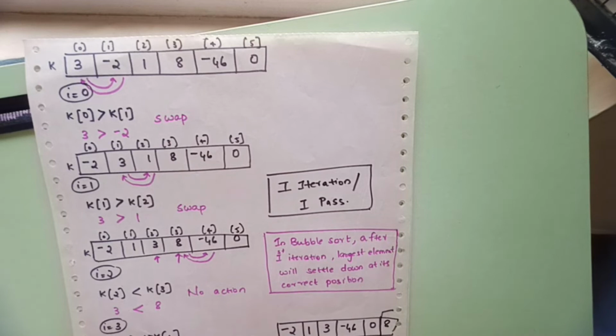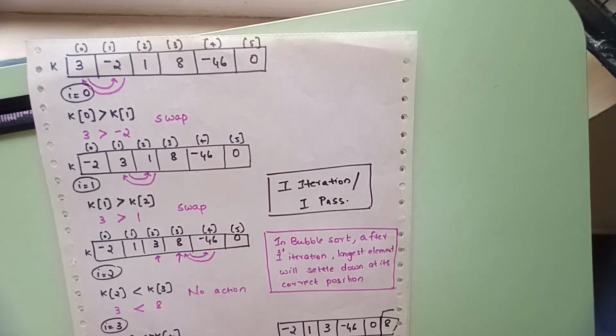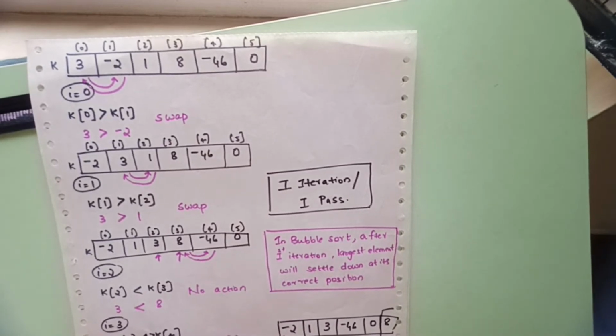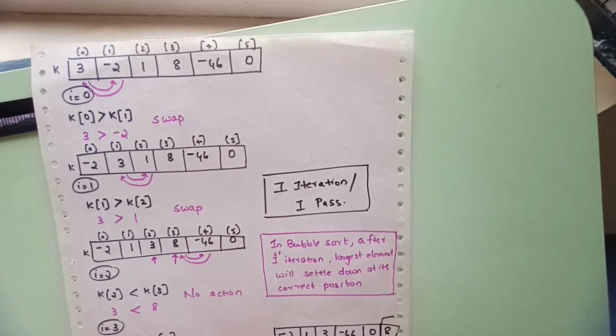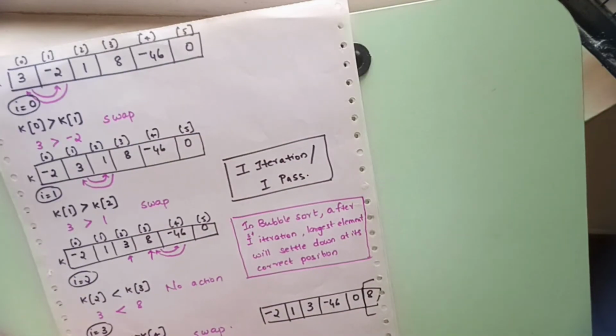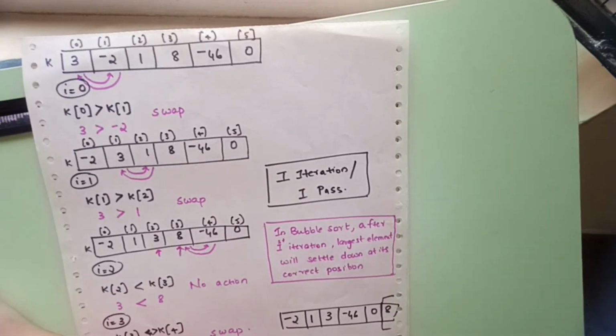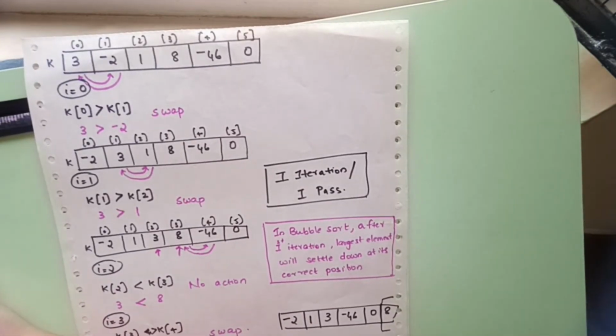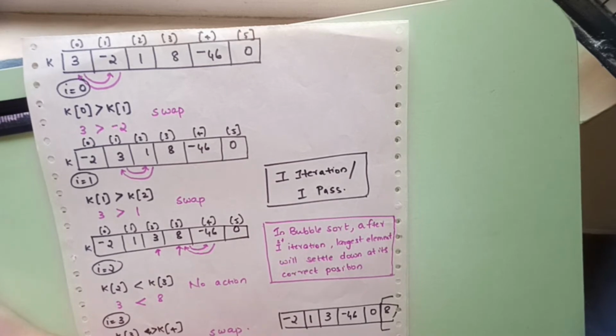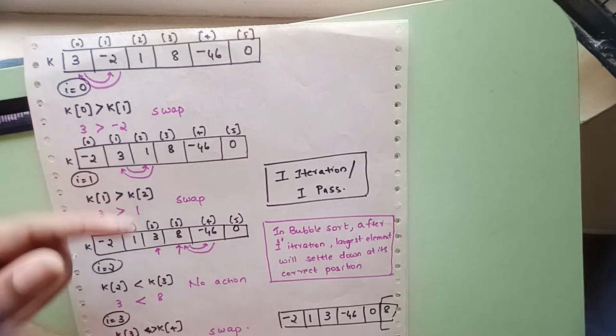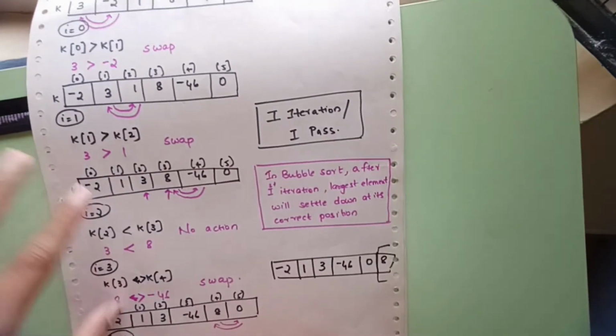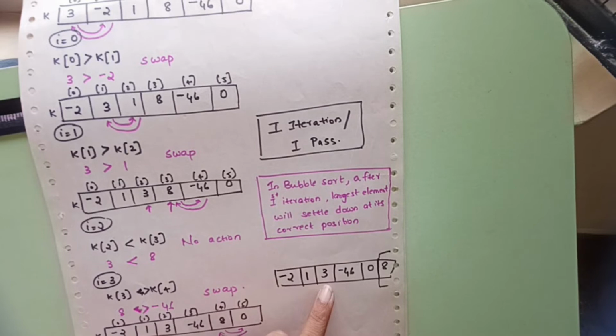Before going on to the second iteration, let's see one or two questions that can be asked in NET or GATE exam. So one possible question is, what will be the output after first iteration in a bubble sort? So in that case, you have to do until this step. So this is the final output after first iteration.